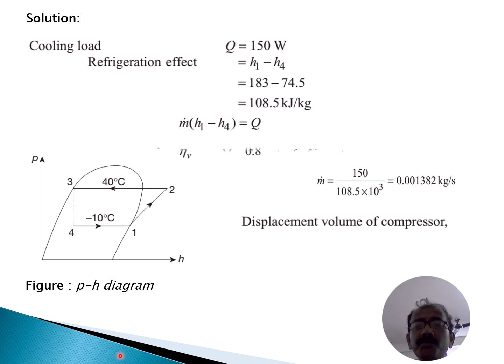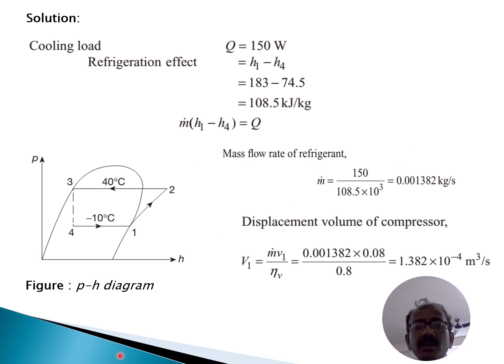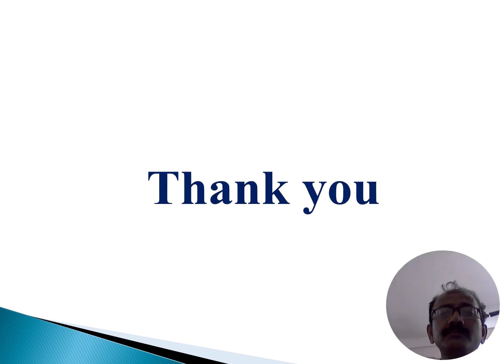The displacement of the compressor is capital V1 equals m dot, the mass flow rate, into specific volume divided by efficiency. So ultimately we are getting the value 1.382 into 10 to the power minus 4 meter cube per second. Thank you.